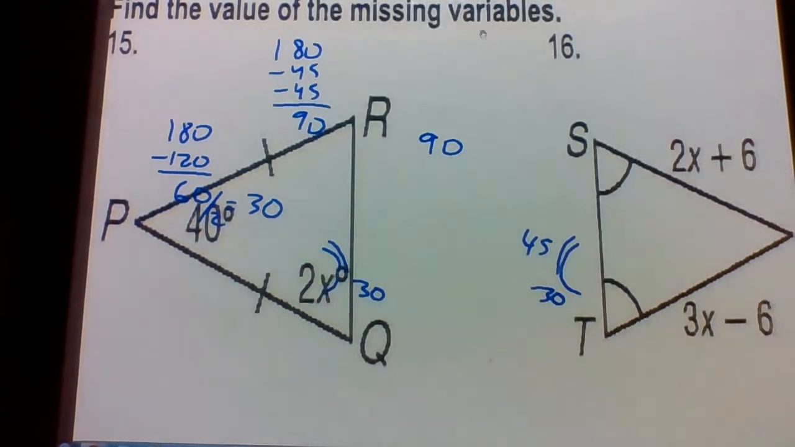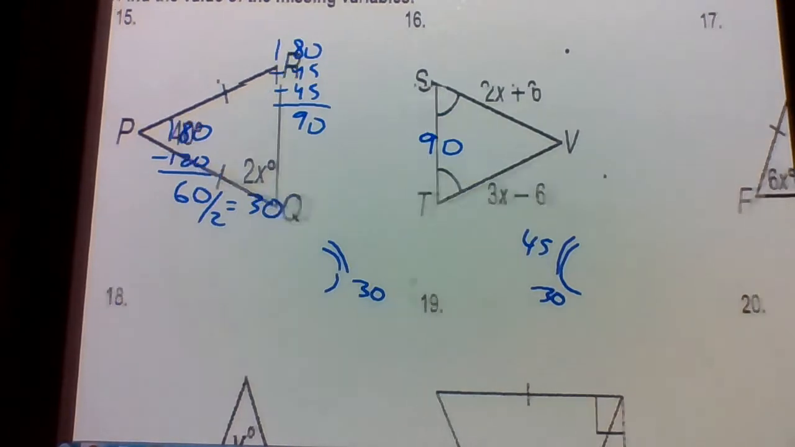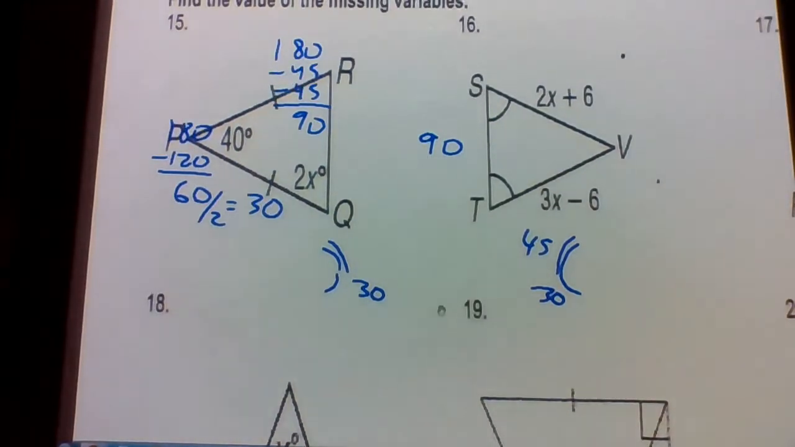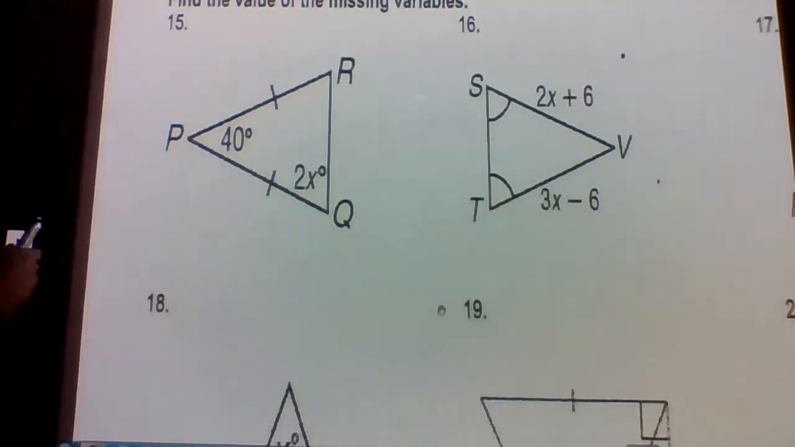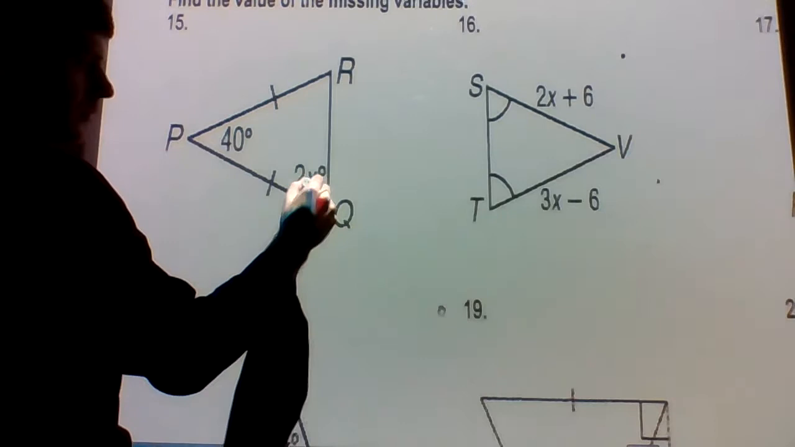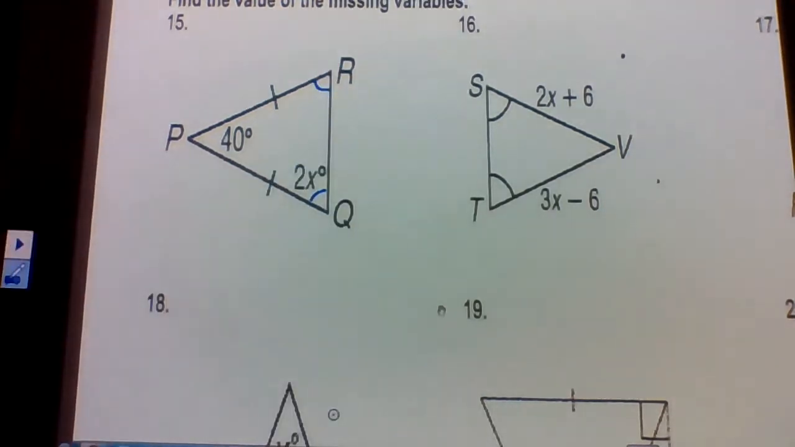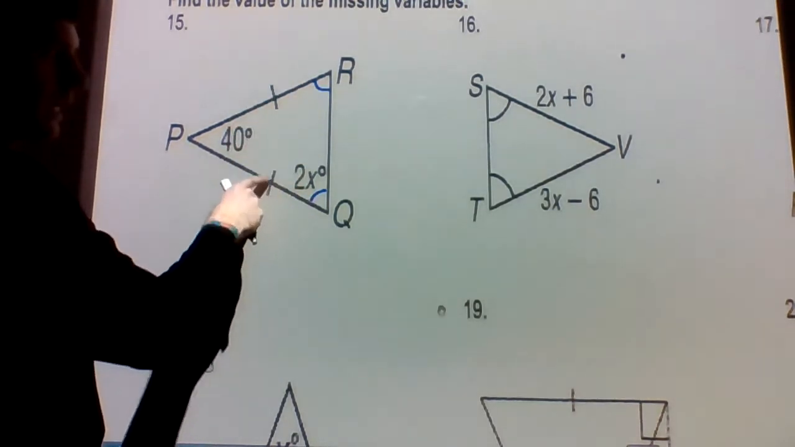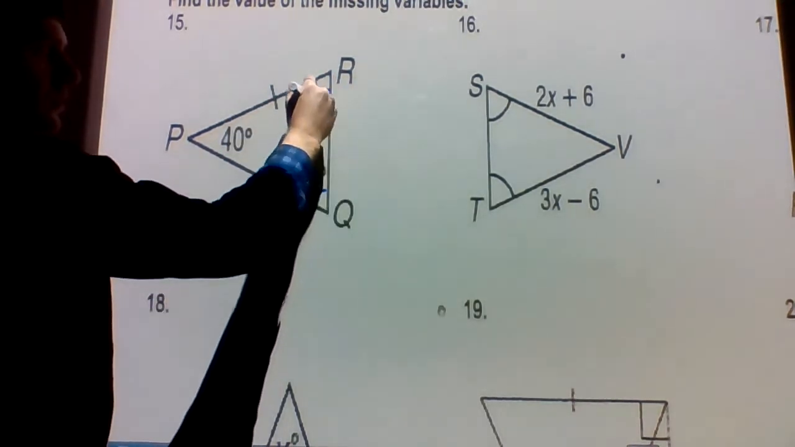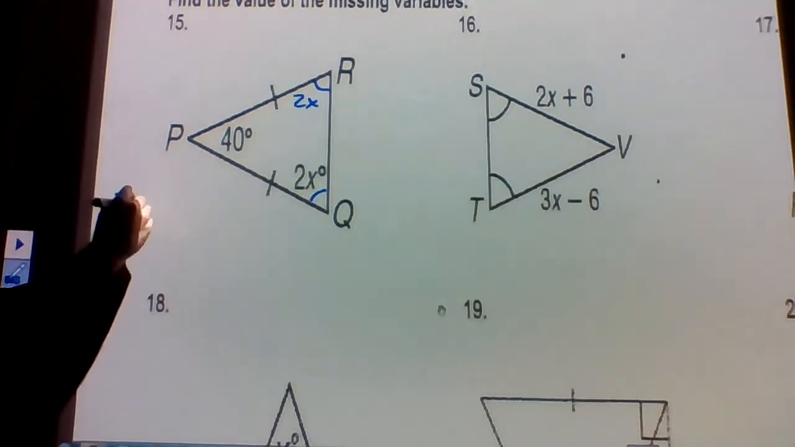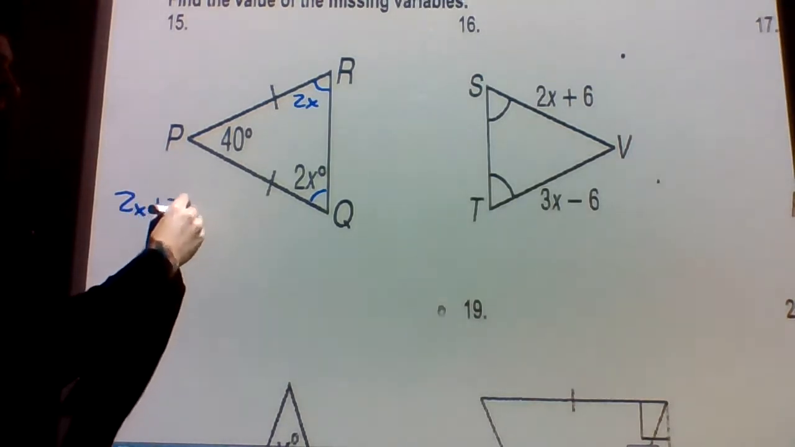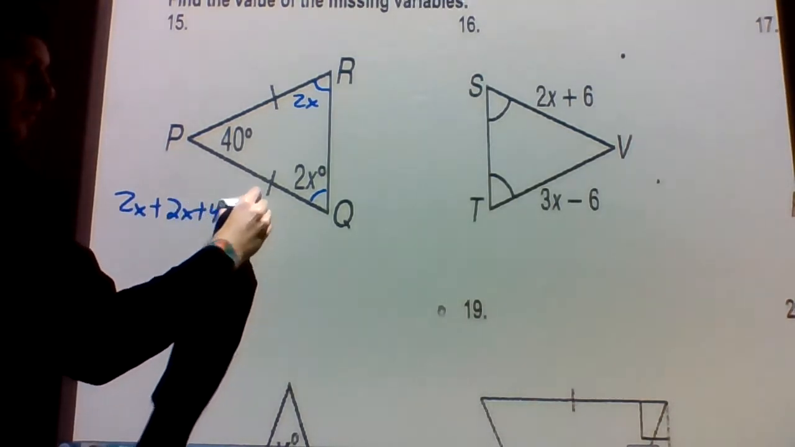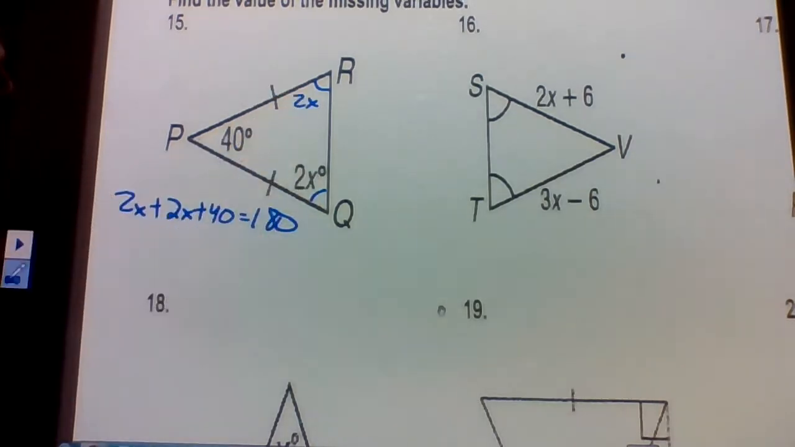Okay, 15 and 16 here. So we have an isosceles triangle because these two are congruent. Which means these two angles are congruent. R and Q are the base angles. They're across from your congruent sides. So if this is 2x, this is also 2x. So we have 2x plus 2x plus 40 is going to equal 180 because the three angles of a triangle add up to 180.